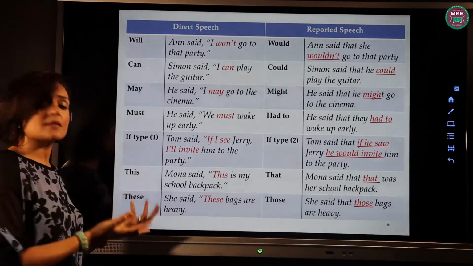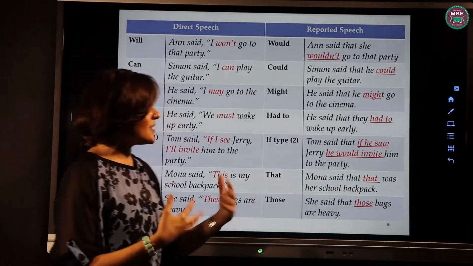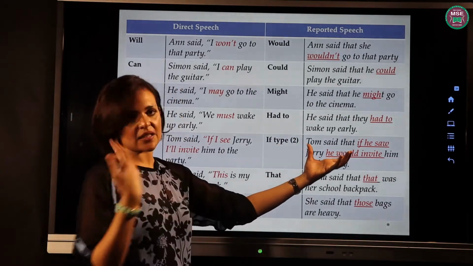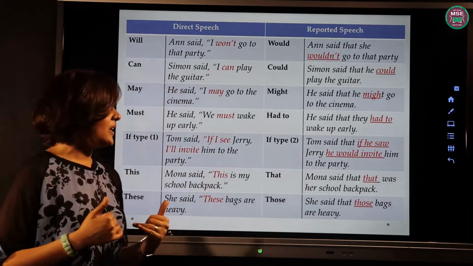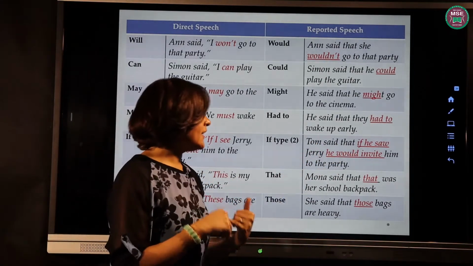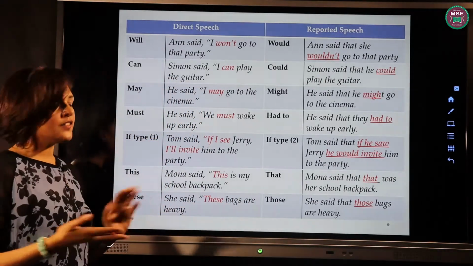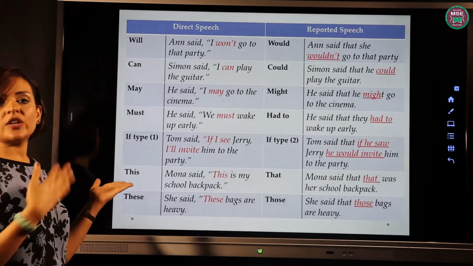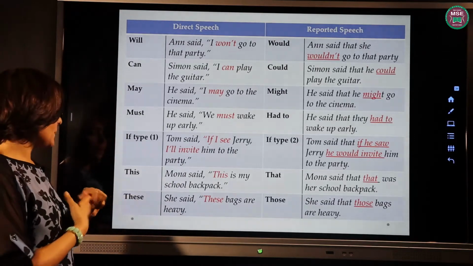This means that it's possible to happen. But when I speak about something that is impossible, imaginary, I will say, instead, Tom said that if he saw Jerry, he would invite him to the party. It means that the party ended and he didn't see Jerry. Also, "this" we change to "that" in the reported speech.